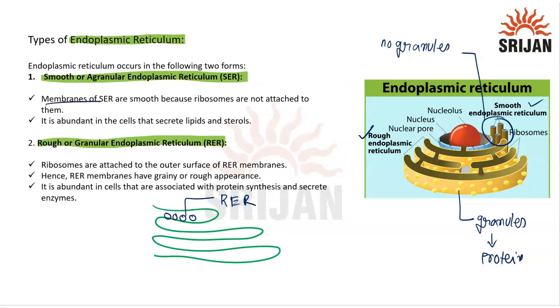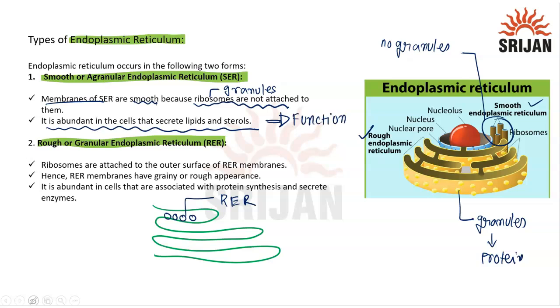See, the membranes of smooth endoplasmic reticulum are smooth. They don't have any rough appearance because ribosomes are not attached to them. Ribosomes appear in the form of granules, so in the smooth endoplasmic reticulum, no ribosomes are present. It is abundant in cells that secrete lipids and sterols. So what is the function of smooth endoplasmic reticulum? To secrete lipids and sterols. That is a very important point.